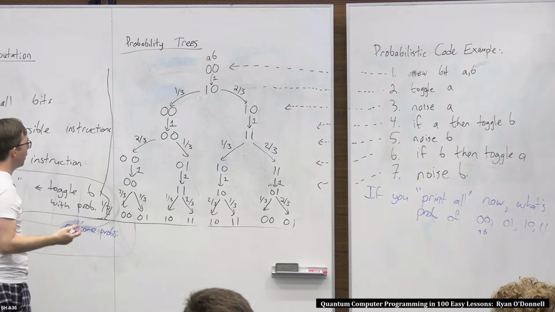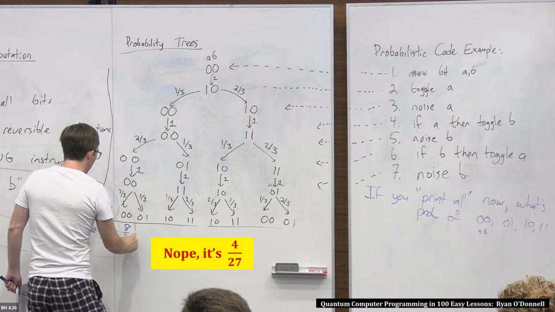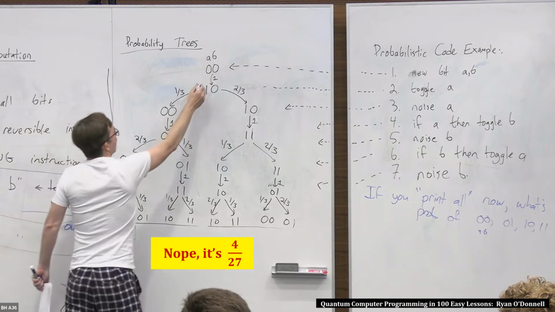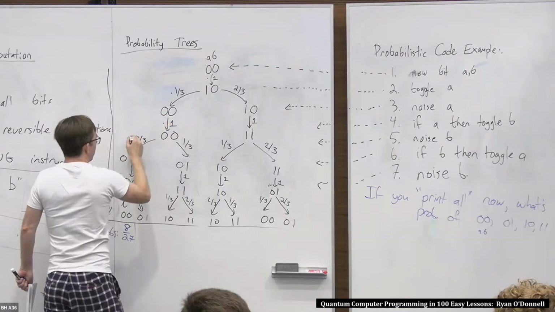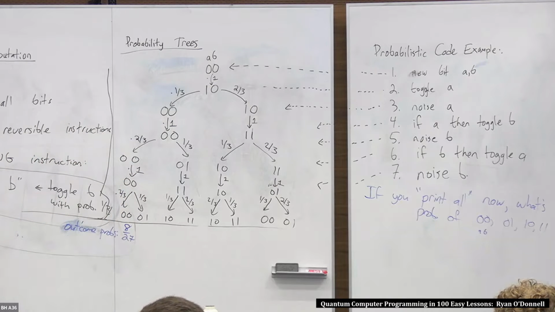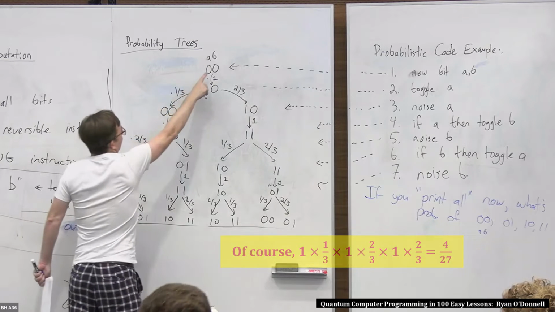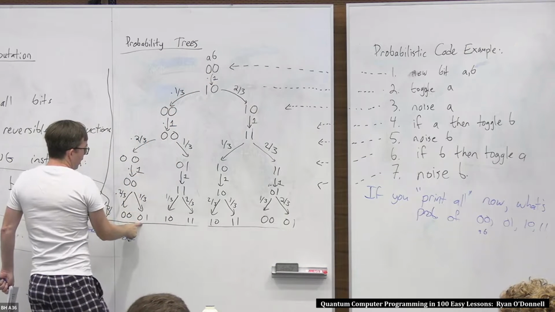That's sort of how probability works, right? So this is 8/27. Why is it 8/27? Because it's 1 times 1/3 times 1 times 2/3 times 1 times 2/3. That's 8/27.